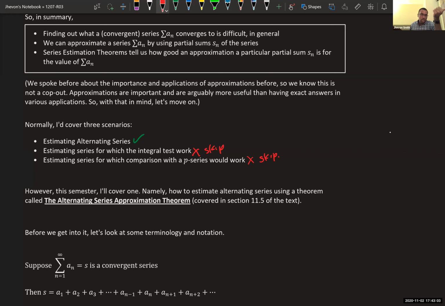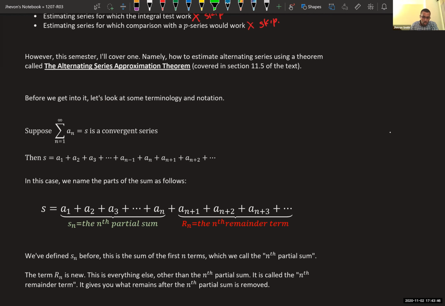Okay, so here's a series that I'm looking at right here. Suppose that is a convergent series, which means I can write it out like this, that you see here. So it's a1 plus a2 plus a3 plus a4, going on forever. So we've seen this before. We call the sum of the first n terms the nth partial sum. So if I add a1 plus a2 plus all the way up to a_n, we call it the nth partial sum. This is the sum of the first n terms of a series.